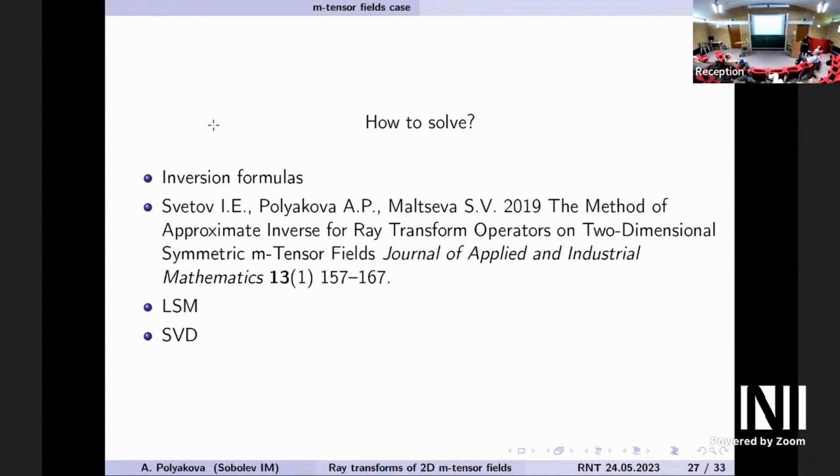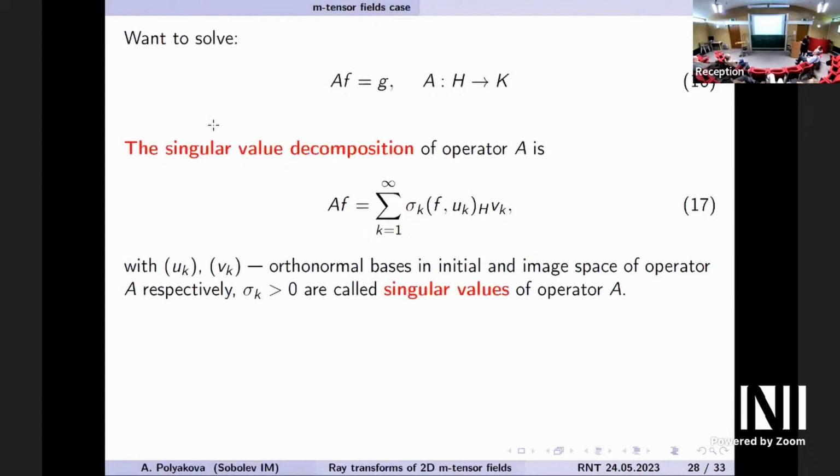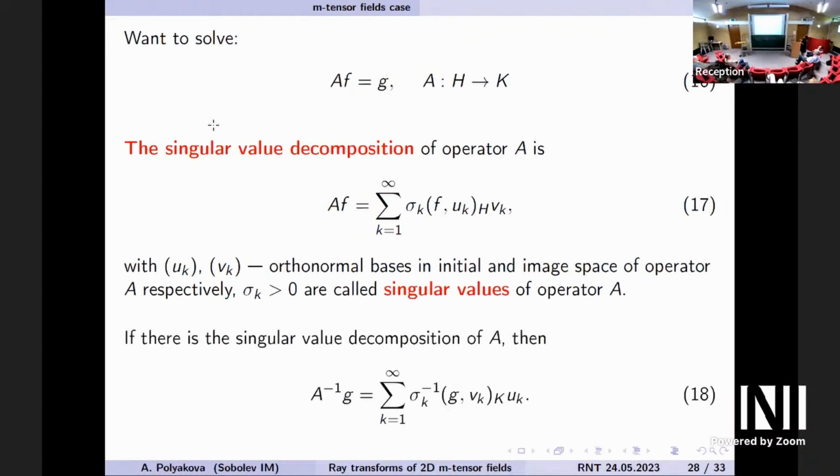And what about the singular value decomposition? I remind you that we have an operator equation where A is one of our Radon-type known operators, G is the known values, and we want to find F, in our case the m-tensor. Operator A has a singular value decomposition, so it can be written in this form. Here u_k is an orthogonal basis in the domain of the operator, v_k is an orthogonal basis in the space of images, and sigma_k are the singular values. If we can write this sum, then the pseudo-inverse operator can be written in this form. Here v_k, u_k are the same, and sigma_k is also the same.